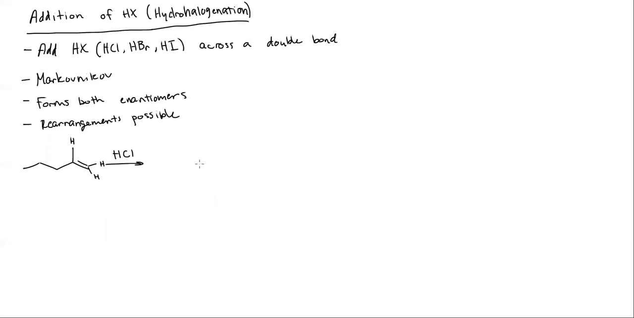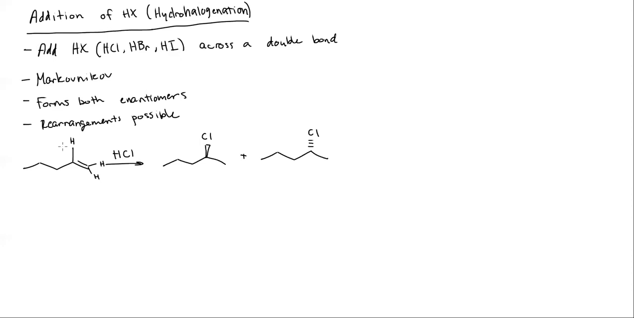Now I'll write my product over here. So I get chlorine here, and I also get both enantiomers as well. So I'm forming a chiral center, which means I'm going to get the chlorine on a wedge and the chlorine on a dash. So that's it. That's this entire reaction.